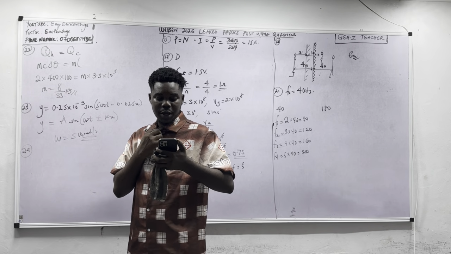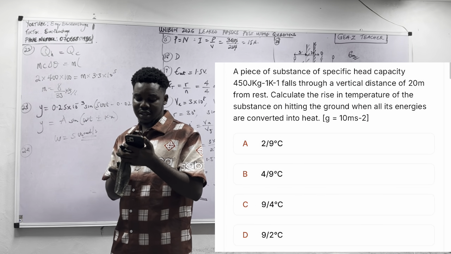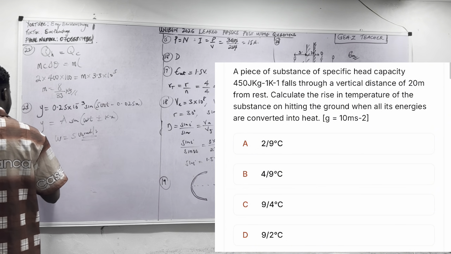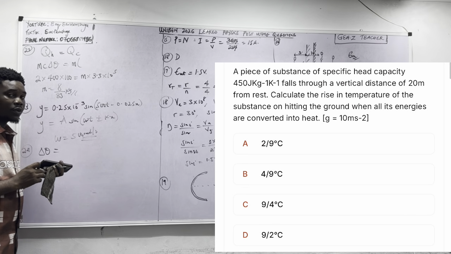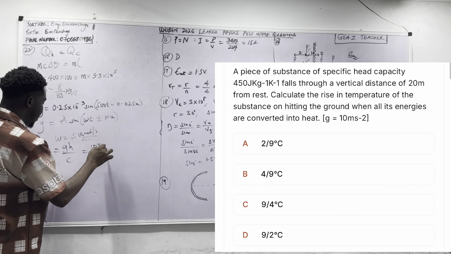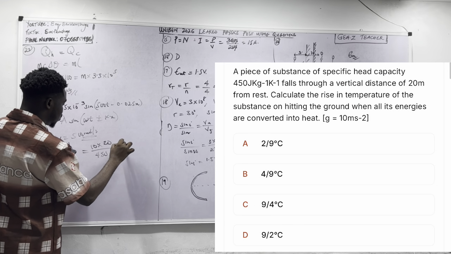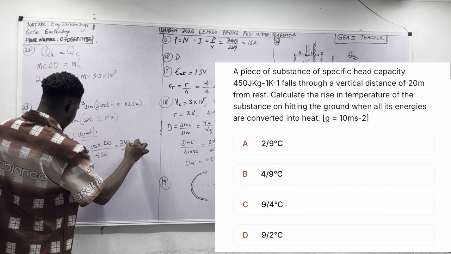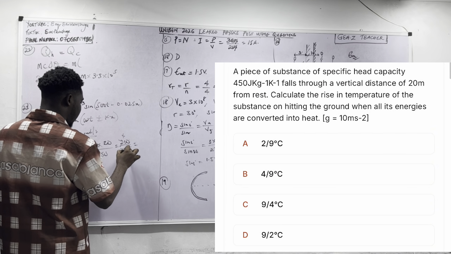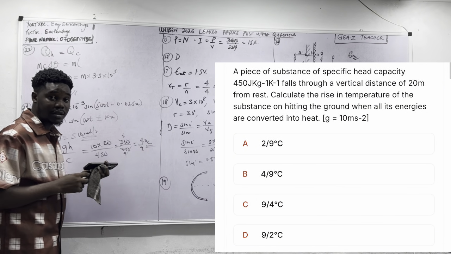Number 24: a piece of substance of specific heat capacity 450 falls through a vertical distance of 20 meters from rest. Calculate the rise in temperature. Now, quickly, the rise in temperature when you are converting potential energy to heat is gh over c. So g is 10, h is the height, which was given as 20, and the c in this case is 450. So we have 200 over 450, and that should be 4 over 9 degrees Celsius as the answer.